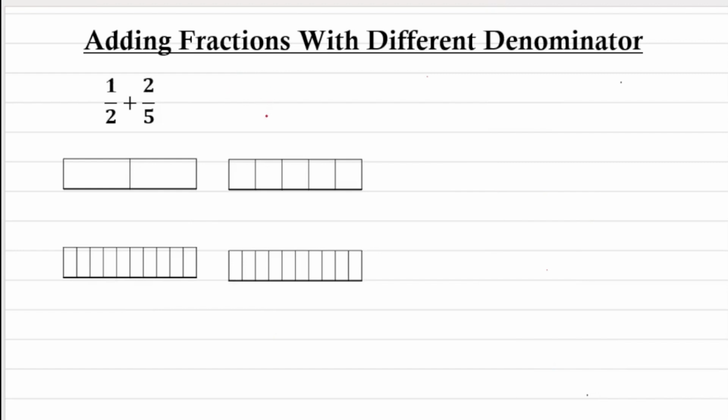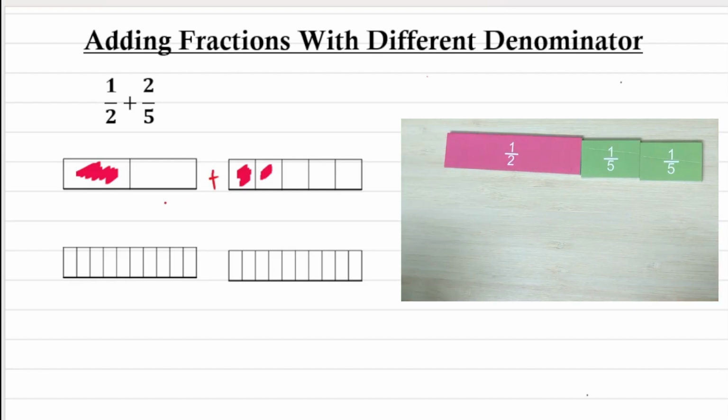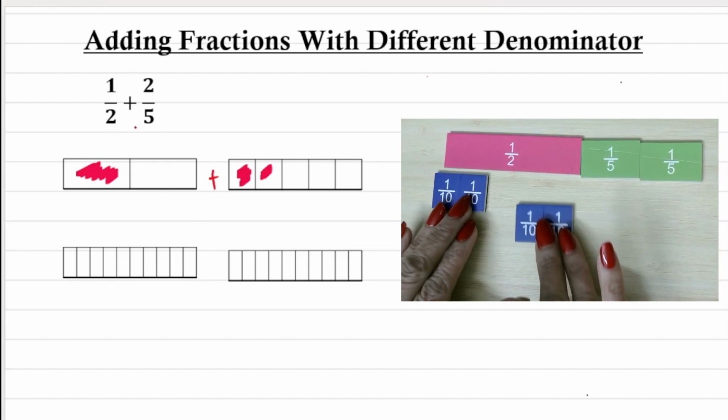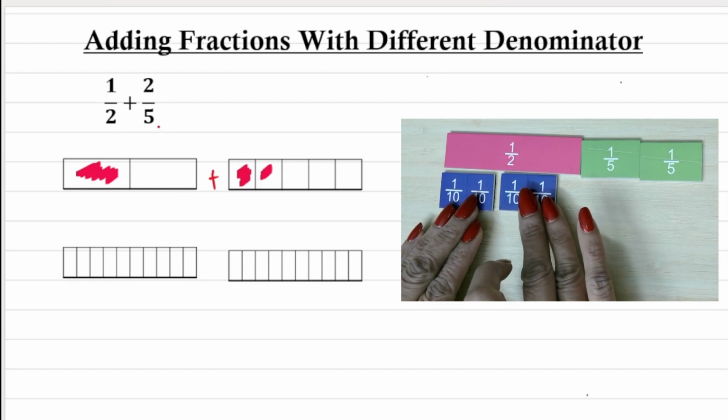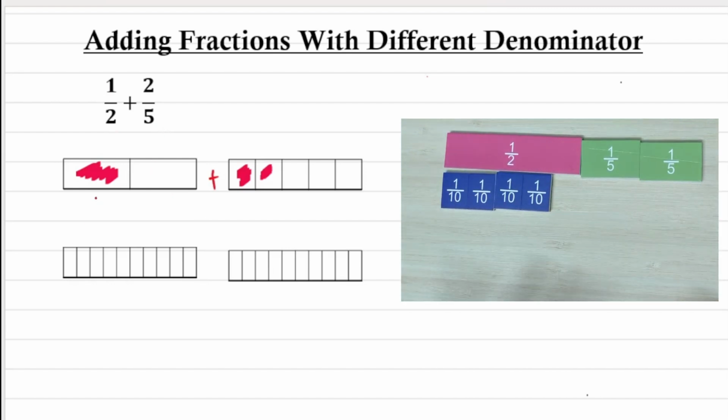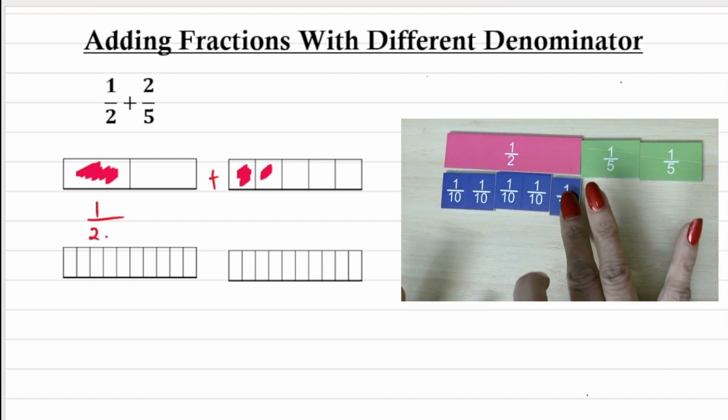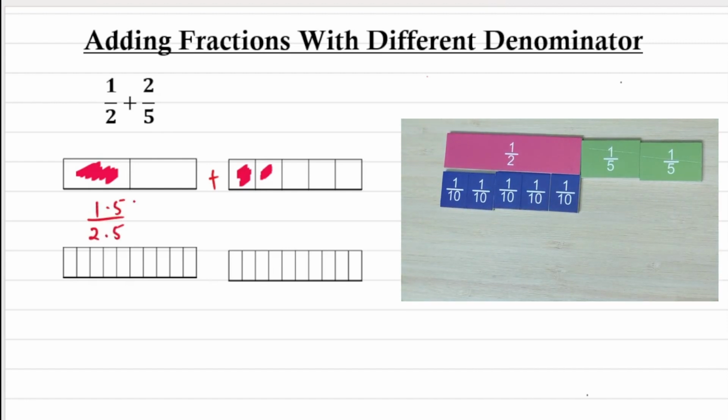The second question with different denominators is 1/2 plus 2/5. Let's denote 1/2. So this is 1/2, and then this is 2/5. I need to add these two shaded parts. Again, I will make the denominators the same. What is the common denominator of 2 and 5? It's 10. And how can I make 1/2 with the denominator of 10? By multiplying it by 5.